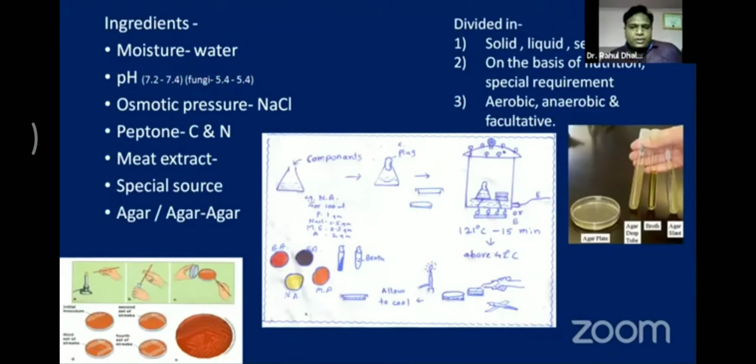So suppose this is the example for the preparation of culture media. We require moisture, that is water, then maintain pH, and maintain osmotic pressure, that is, add NaCl percentage. Then a source of carbon and nitrogen, like peptone powder. Then meat extracts are also used. You can use a special source also. For solidifying, you can use agar powder. So this is the example I am taking here.